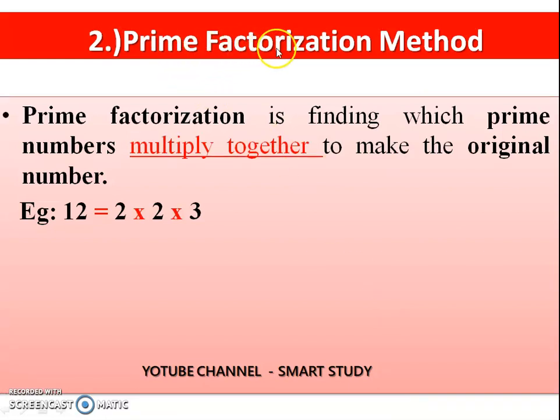Now let us see the second method, prime factorization method, to find out the HCF. Before saying what is the method to find out HCF by prime factorization, let us see what is prime factorization. Prime factorization is finding which prime numbers multiply together to make the original number. So whenever we do prime factorization, we should choose prime numbers, and when they multiply, they should give me the original number. So here 12 is equal to 2 into 2 into 3. 2 and 3 are prime numbers, 12 is the original number. That is my prime factorization method.